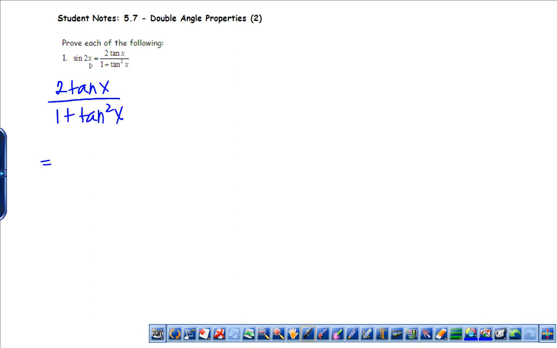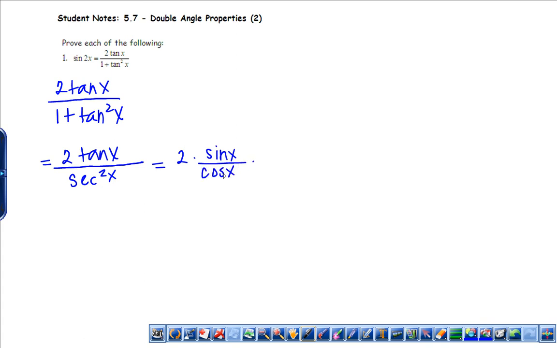I'm always looking at where I need to end: sine of 2x, and remember that's equal to 2 sine x times cosine x. This bottom one is a Pythagorean identity, so I'm going to replace that one on the bottom. So I'm going to go 2 tan x and replace that with a secant squared. And then how about we start replacing some of this mess. So 2 times, I know tangent is sine over cosine, so I can get my sine in there.